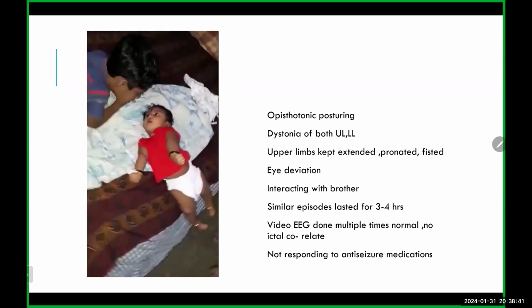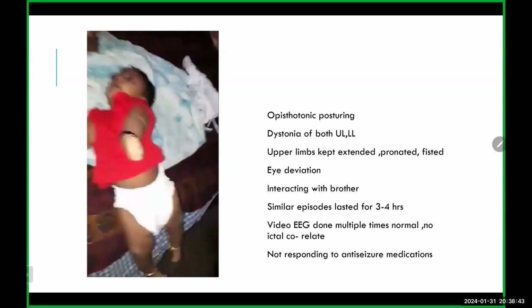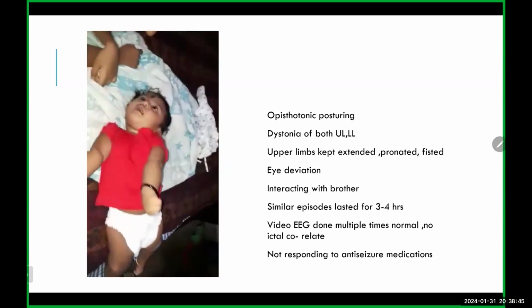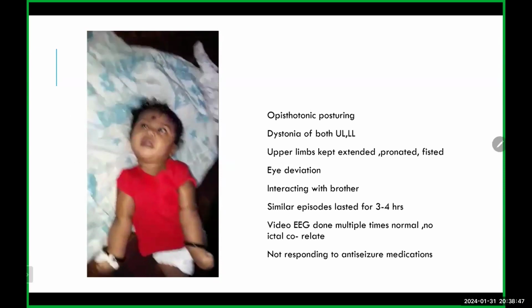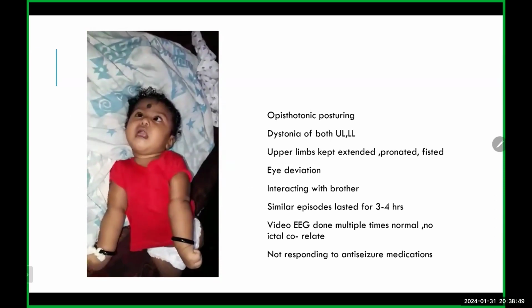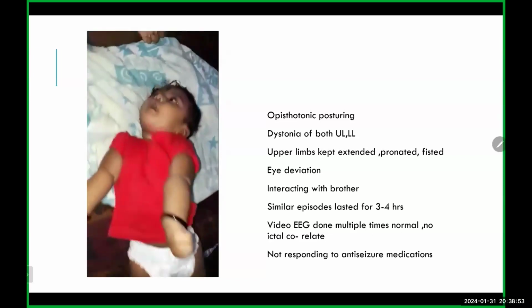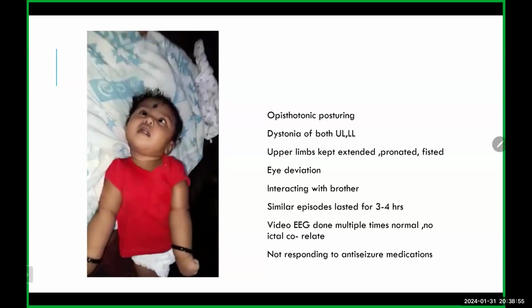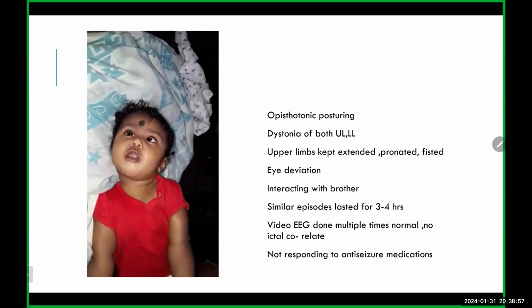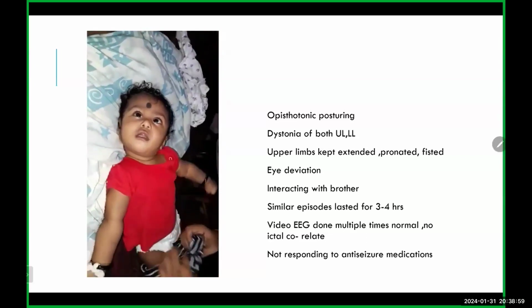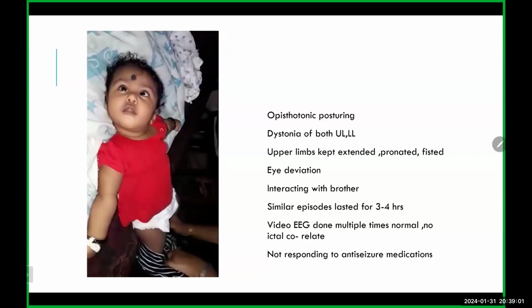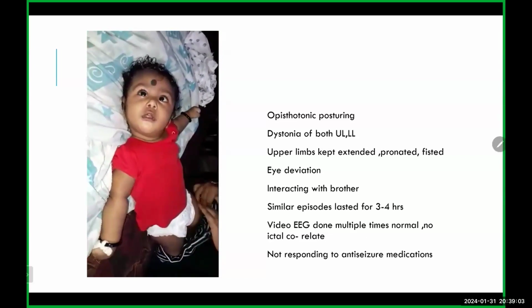Here we can see the opisthotonic posturing, dystonia of both upper limb and lower limb. Upper limbs are kept extended, pronated, and fisted. And there is eye deviation, convergence of eyes. The baby is interacting with the brother.